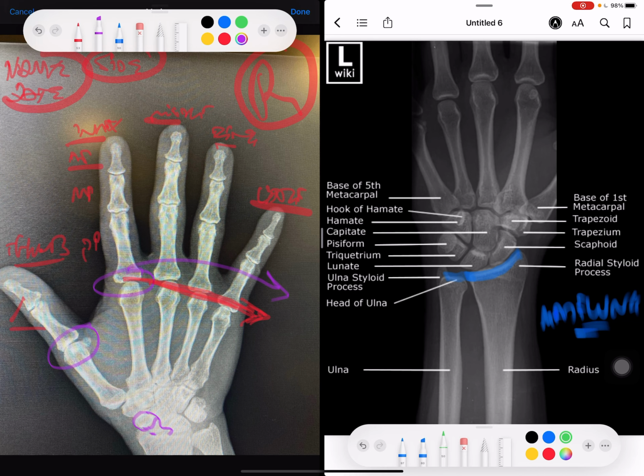We use the little mnemonic, she looks too pretty, try to catch her, okay? So you start from the base, so scaphoid.